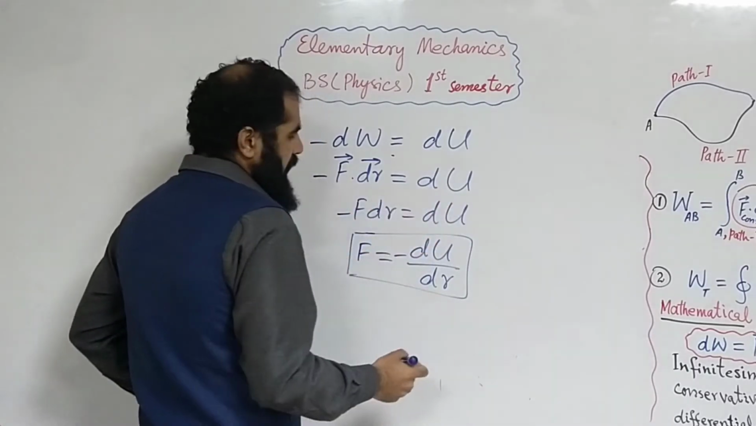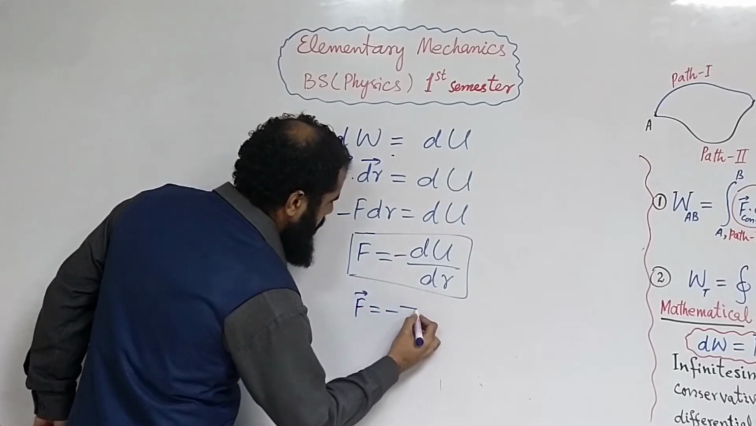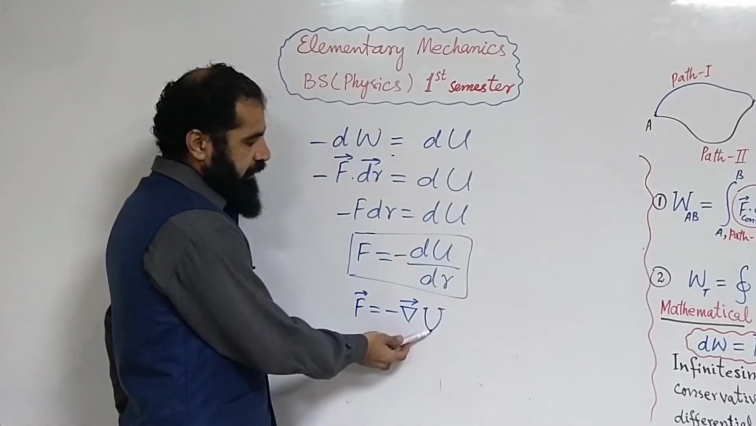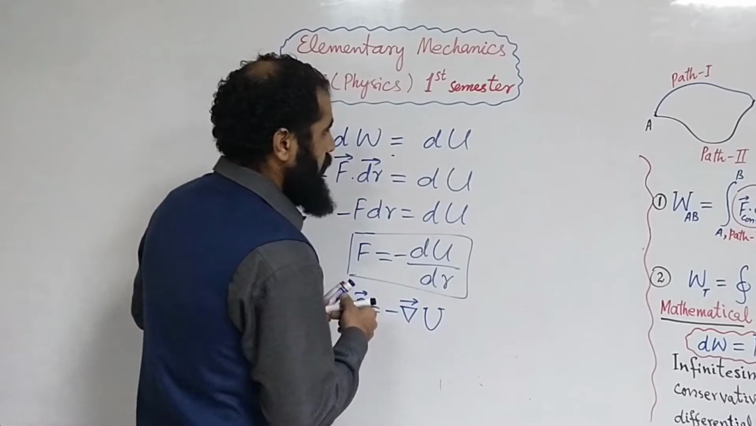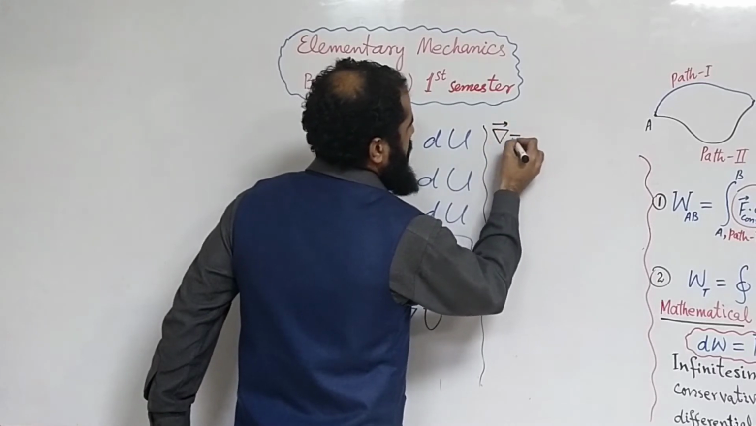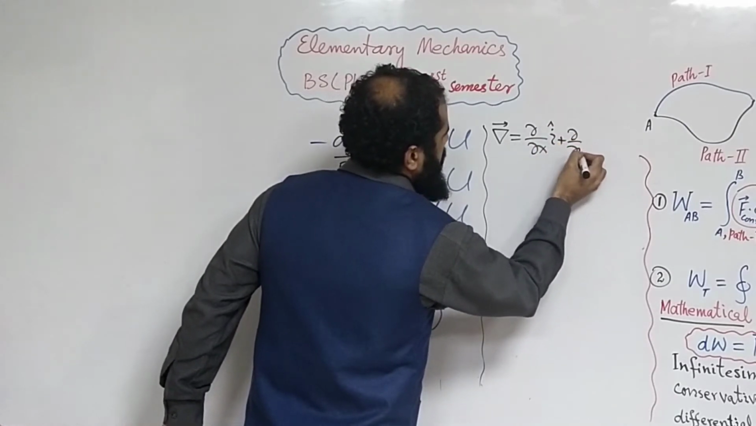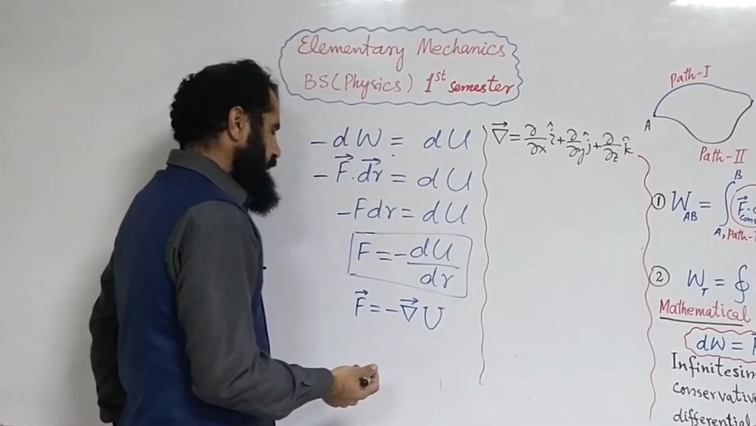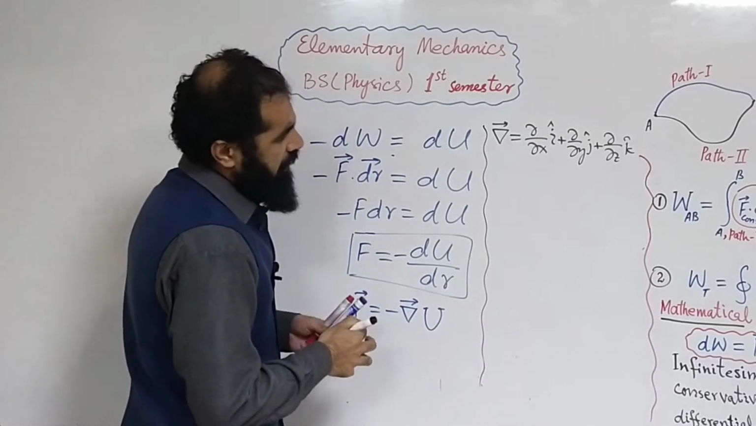I can also write this in vector form: force is minus gradient U. This is the negative gradient of potential energy. Gradient, you know about gradient. It is the differential operator, and in three dimensions we define it this way. It's a differential operator.